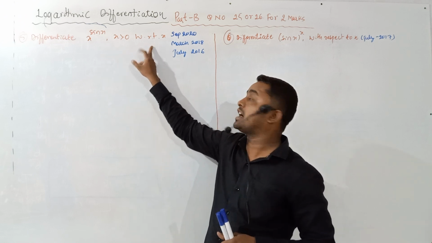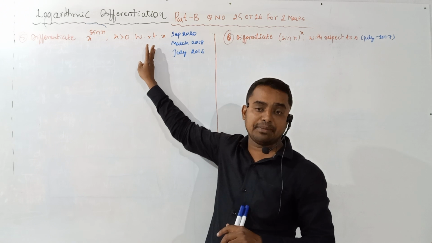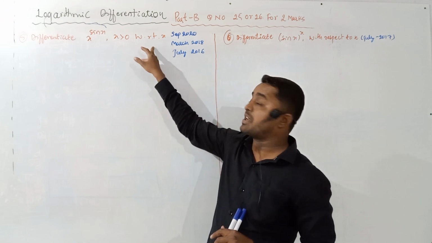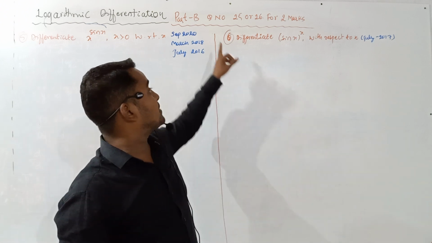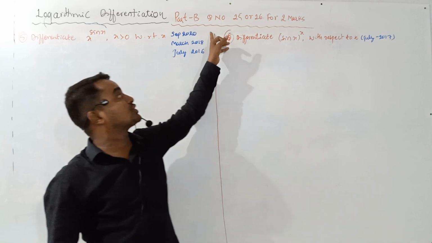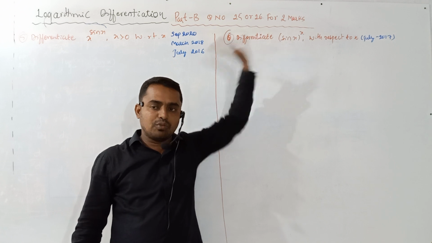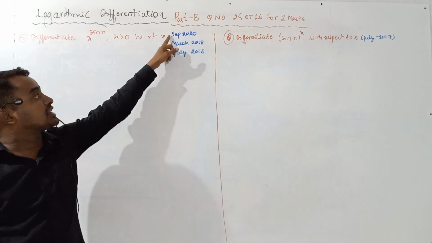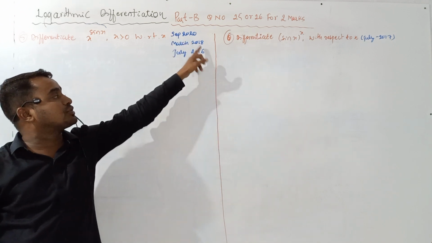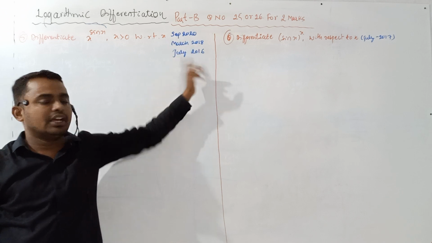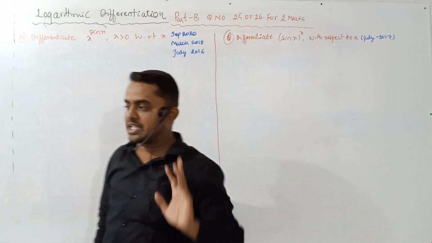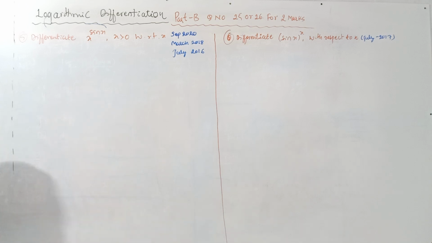This question has been asked 3 times for 2 marks in part B. So, it is also a very important question for your annual examination according to the new pattern. This type of question will appear as question 25 or 26 in part B for 2 marks. This question has been asked in March 2018, September 2020, and July 2016. 3 times this question has been asked.